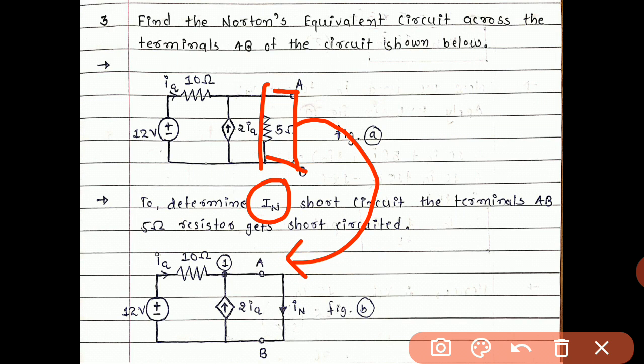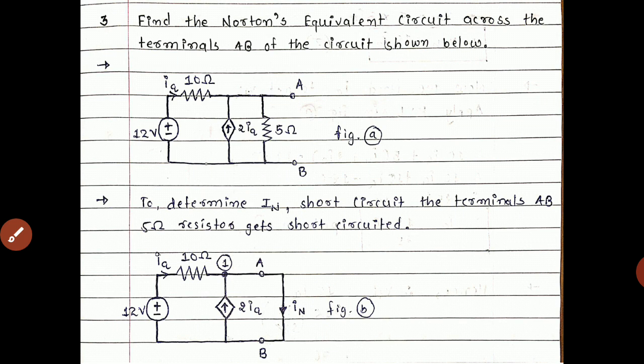The 12-volt source is in series with 10 ohm, with one dependent source 2IA and short circuited terminals A, B. Mark that the current IN will be flowing through AB, the short circuited terminals. So we calculate the value of IN from figure B.